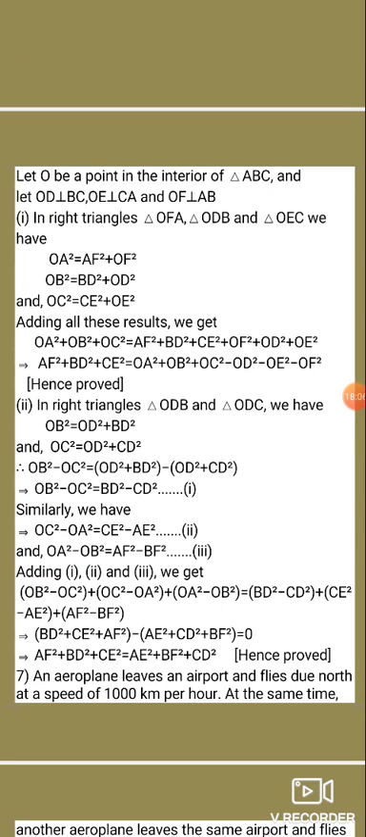Now next step, last one, BD square plus CE square plus AF square minus AE square plus CD square plus BF square, which is equal to 0. So we can write what? AF square plus BD square plus CE square is equal to what? AE square plus BF square plus CD square. Hence the proof.